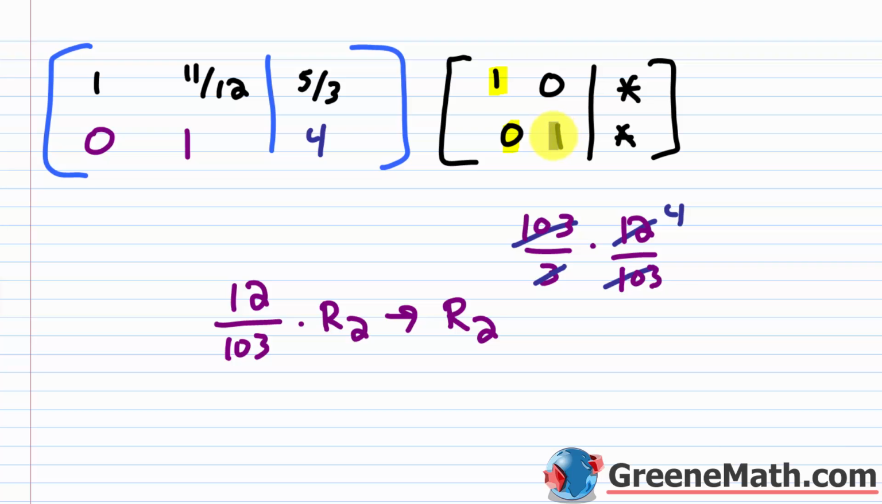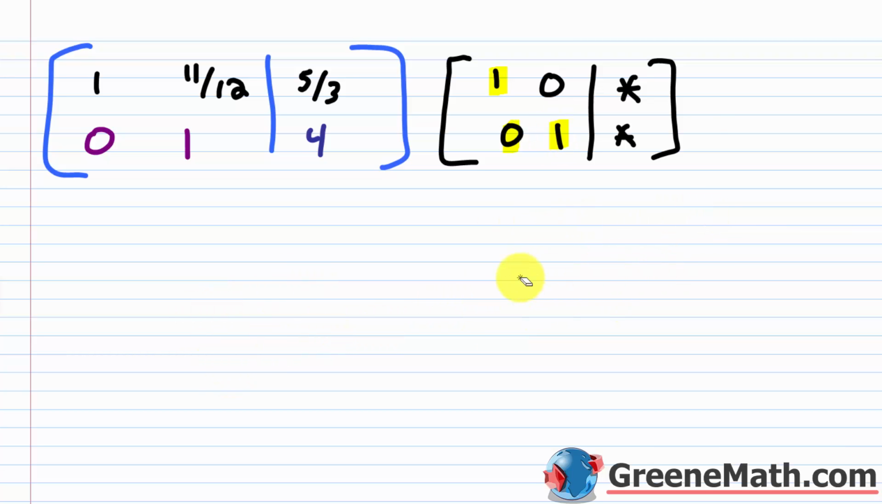So if I wanted to go back and substitute, I could find my answer at this point and I'd be done. But I like to take it to this form where this guy right here is a 0 as well, and I can just read my answer straight from the matrix. So how can I get a 0 here? Again, I want to think about what can I add to 11 twelfths to make it 0? What would be a negative 11 twelfths? And so I would just multiply row 2 by a negative 11 twelfths and add the result to row 1.